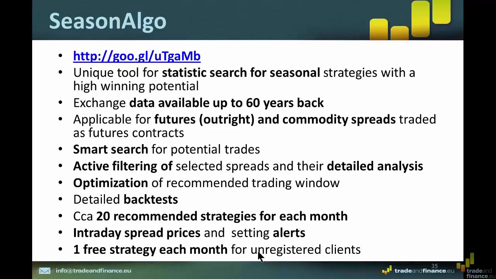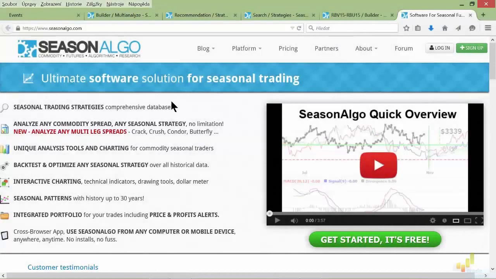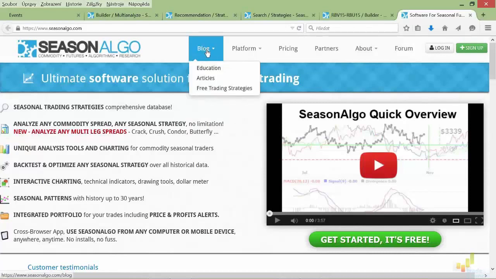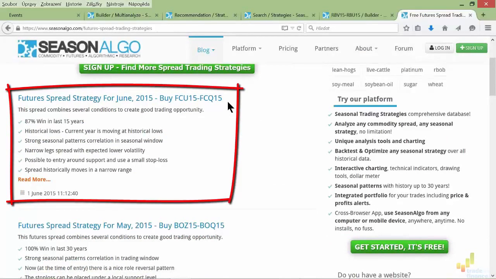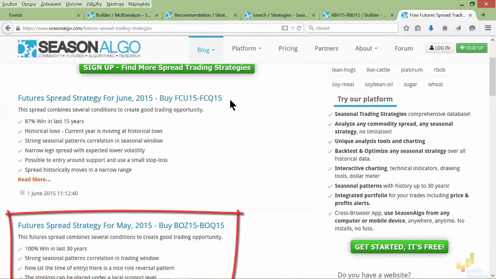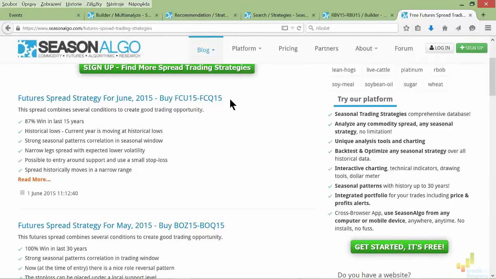So let's have a look at the real environment of SeasonAlgo. So this is the home page of SeasonAlgo. And what is interesting, if you do not have any registration, you can go to this blog. It's in the main menu, and you can go down to free trading strategies. And in here, you can see one free strategy which is published for every month. So today we are at the 29th of June. So in about 2 days' time, we can expect the strategy for July.